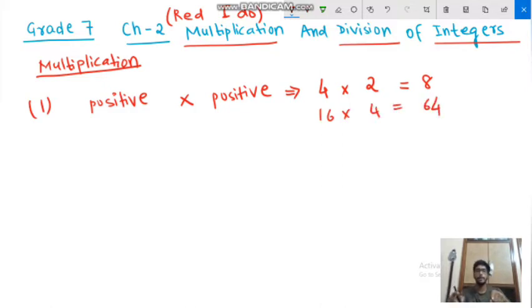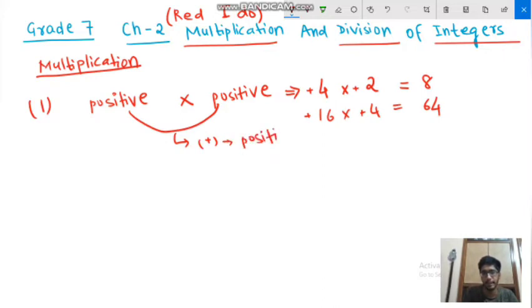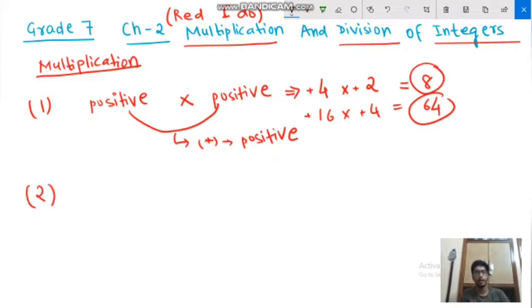This is when you are multiplying two positive integers. Both are positive. Plus 4 plus 2 plus 16 plus 4. Okay, so when you multiply two positive integers, you get a positive integer. Okay, this is positive. I will be using the sign now. Okay, you are going to get a positive integer as the answer. See, 8 is positive, 64 is positive. Now we will jump to next kind of multiplication of integers if both the integers are negative.